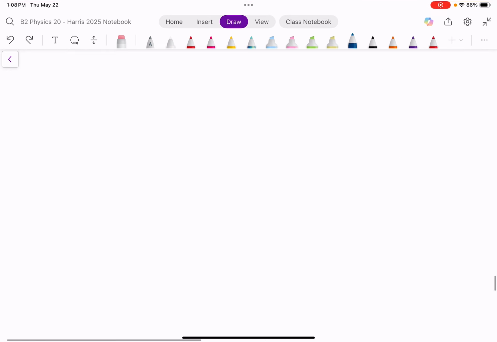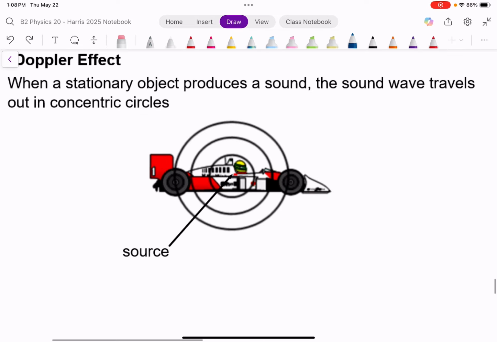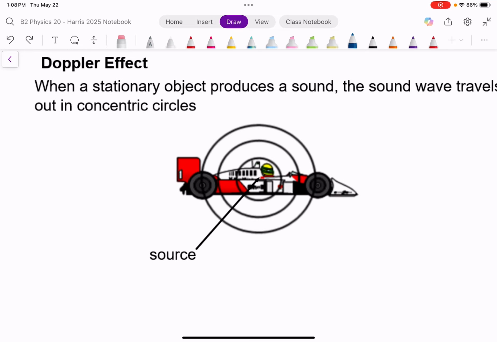So when we're talking about the Doppler effect, it's when we have a source that is going to be moving. This car is going to be moving at a certain speed, and then this car is going to be making a sound.